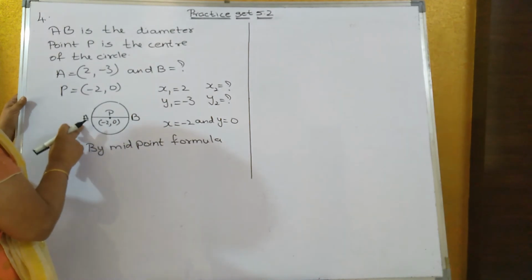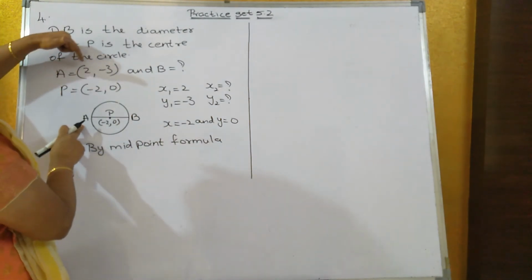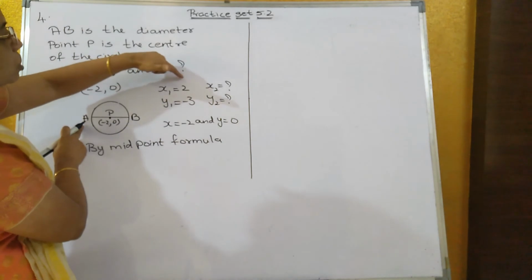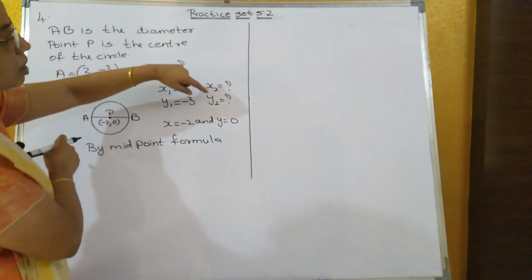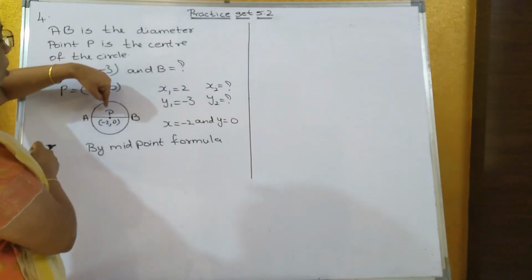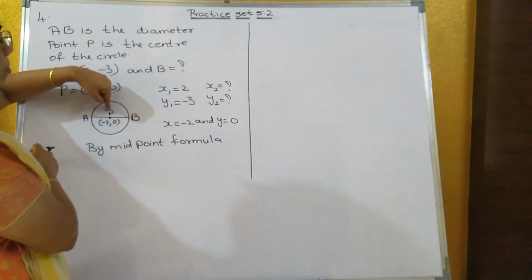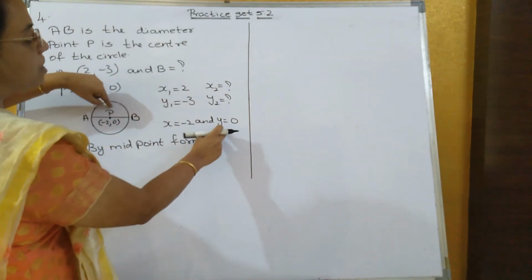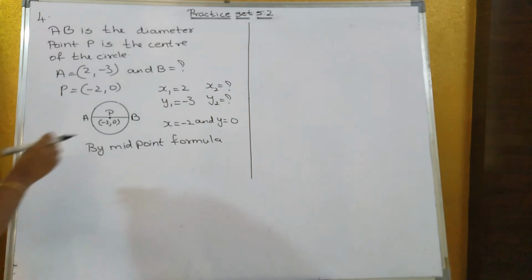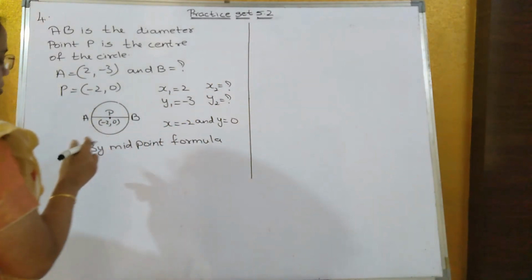A is given. A is equal to how much, 2 and minus 3. So x1 is 2 and y1 is 3. And B is not given, that is x2 is not given and y2 is not given. But the coordinates of the middle one is given. Point P is already given. That is x is equal to how much, minus 2 and y is equal to how much, 0.